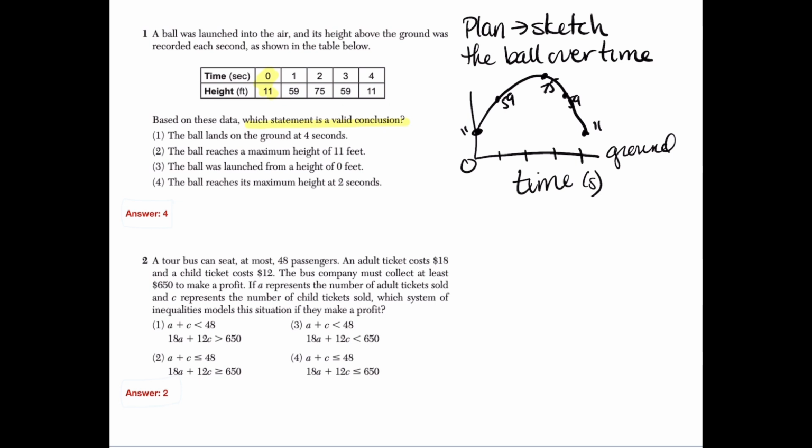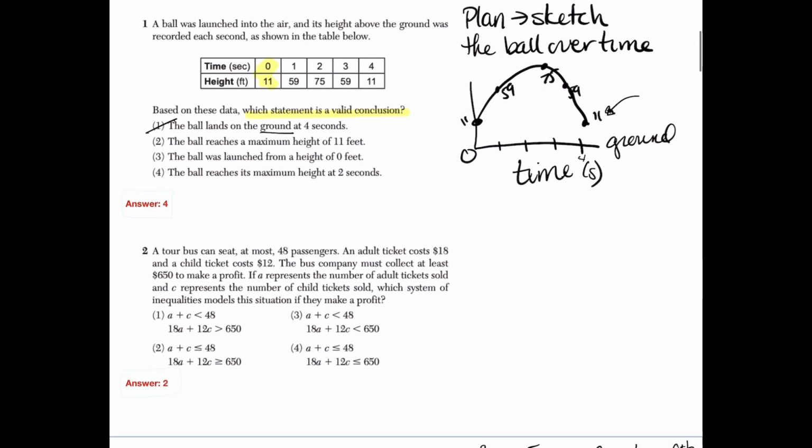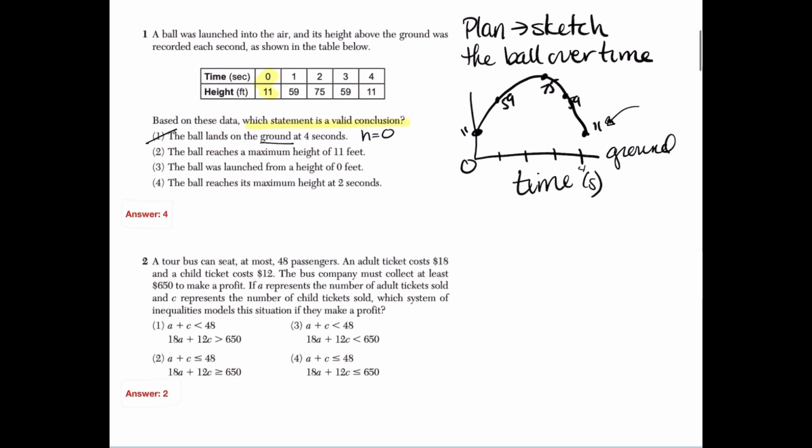So I have to figure out which of these is true based on the sketch. So again, I'm just eliminating and giving reasoning. With the first one, the ball lands at the ground at 4 seconds, and I know that's not true because at 4 seconds the ball was 11 feet high. So no, that doesn't matter. The ground would be when the height equals 0. So that's not true in this case.